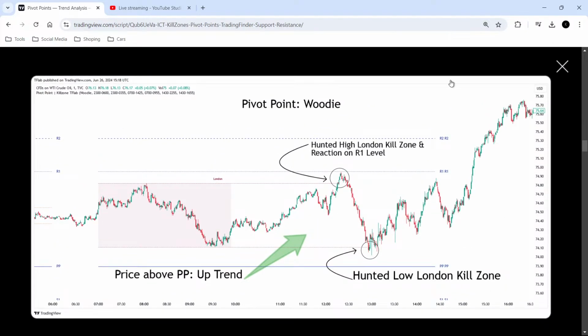So let's see, pivot point, Woody. Haunted High London kill zones reaction on the R1 level. What are those robotic names? Price above PP uptrend. Alright, we get this. Haunted Low London kill zone. Bro, what?